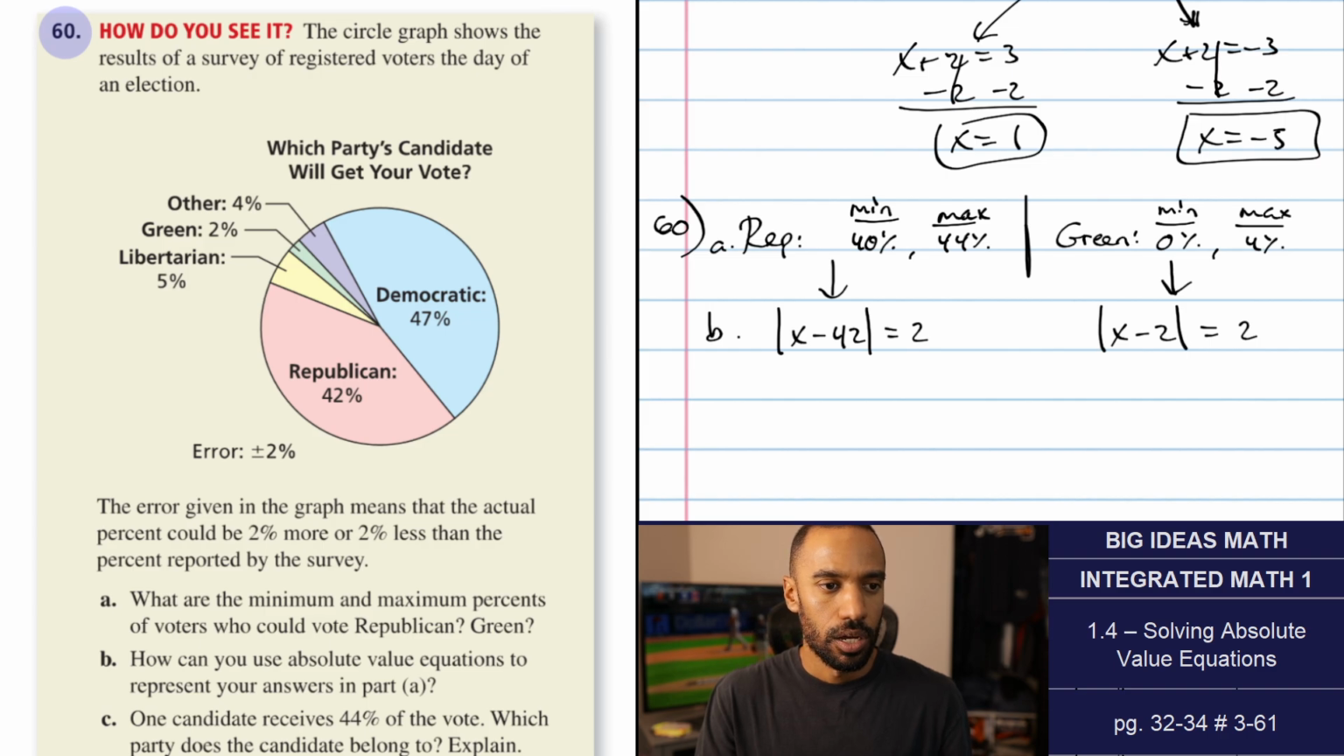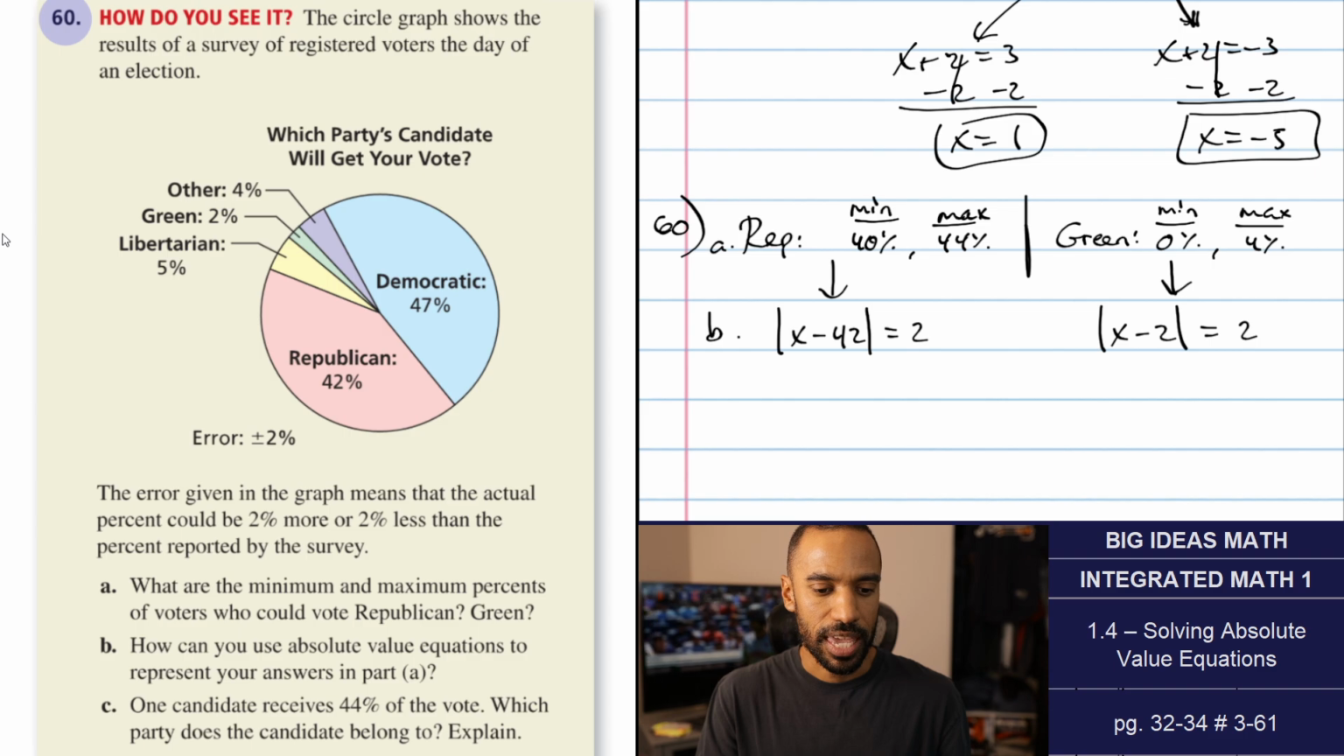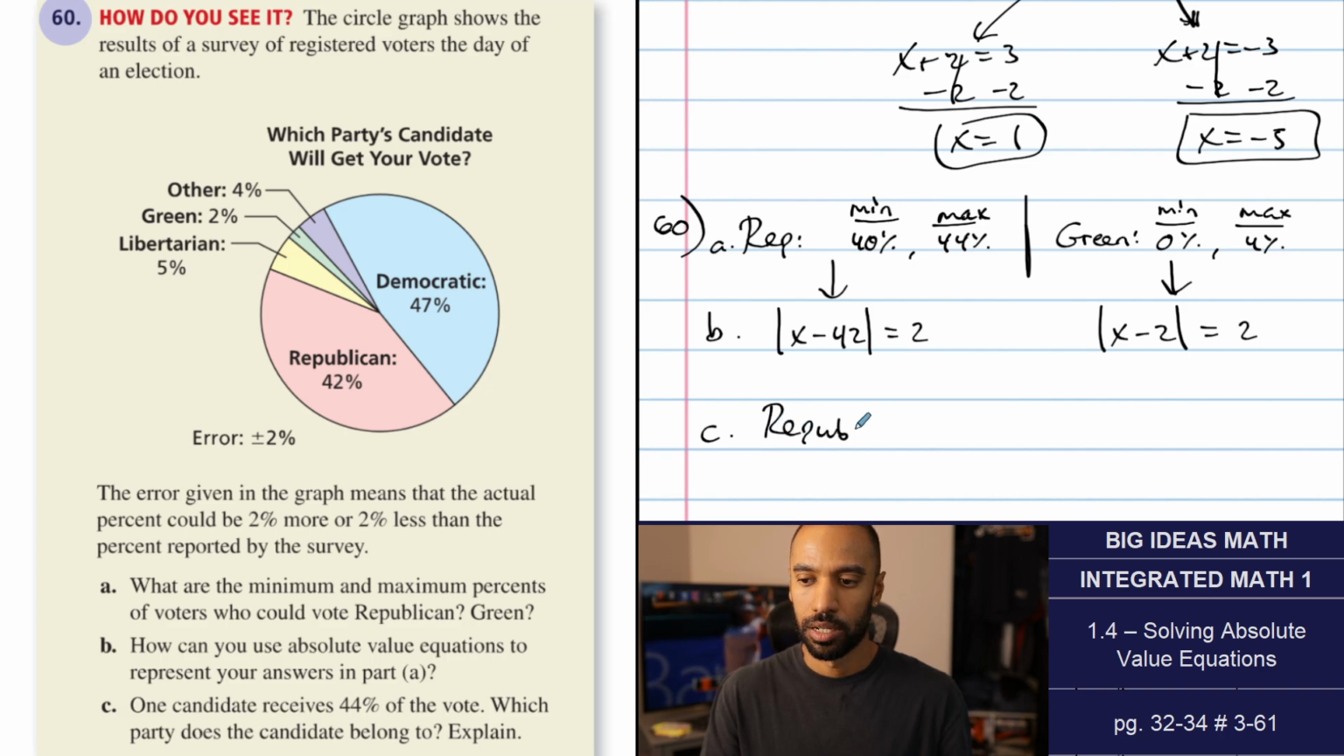Part C, one candidate receives 44% of the vote. Which party does the candidate belong to? Explain. Must be the Republican Party. It's the only one that's 2% away. Democratic Party could be 45% at minimum. These ones don't touch near 44%. The 44% looks like it hits the Republican max. That's the only one that it can be. Republican.